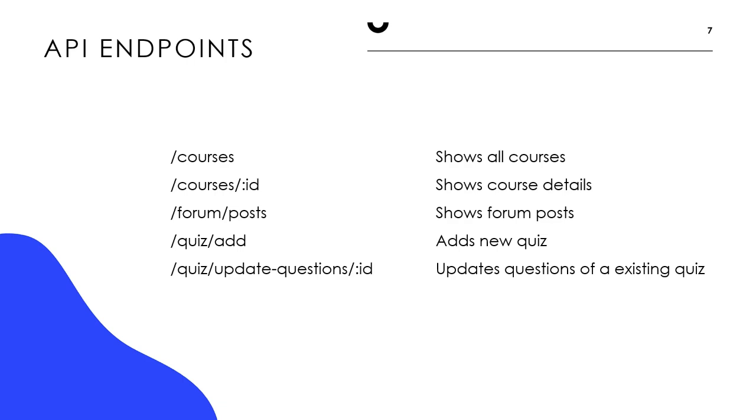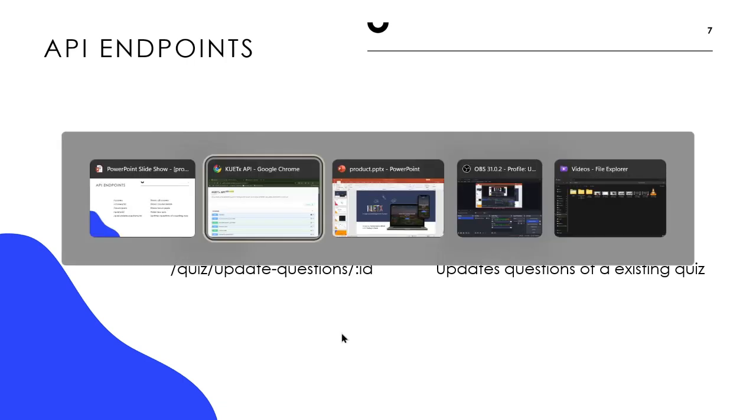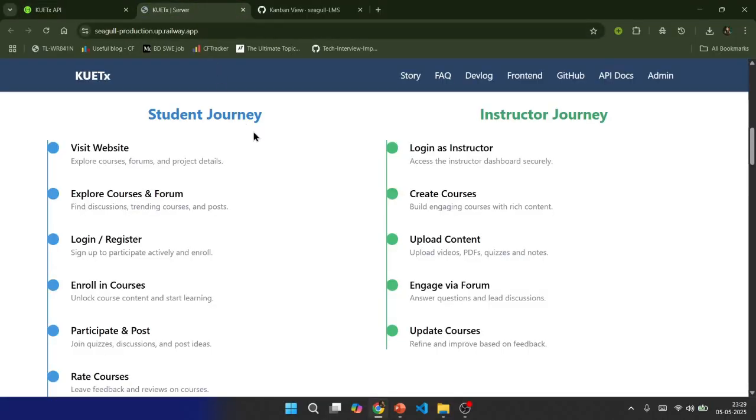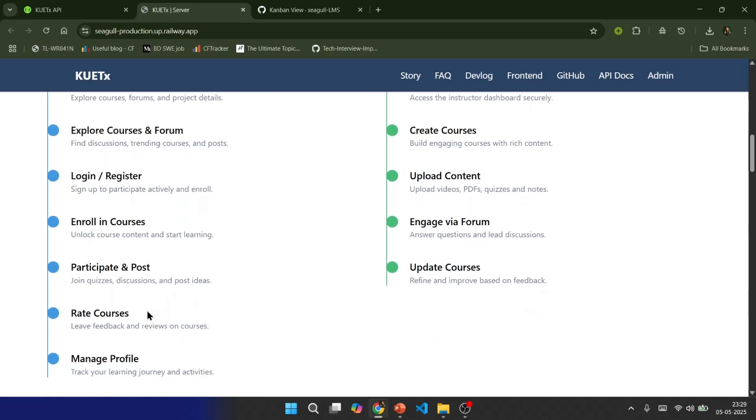Okay, let's show you our user journey. Authenticate. So this is our user journey, this is our student journey, and this is our instructor journey. Authentication and authorization are handled using simple JSON web token, allowing secure access with role-based permissions. For example, only admins and instructors can add or delete or upload content or courses, while students can only enroll in courses or submit quizzes.